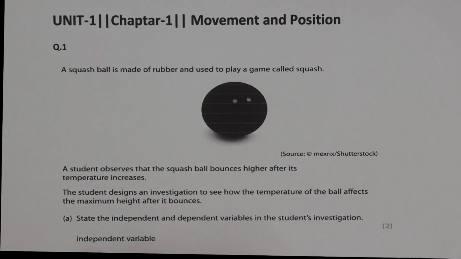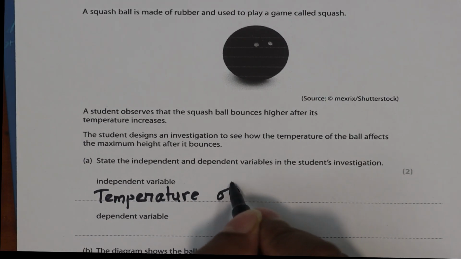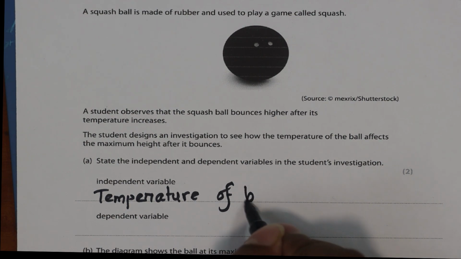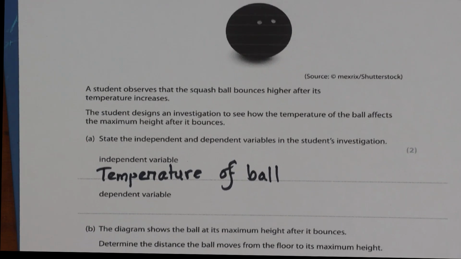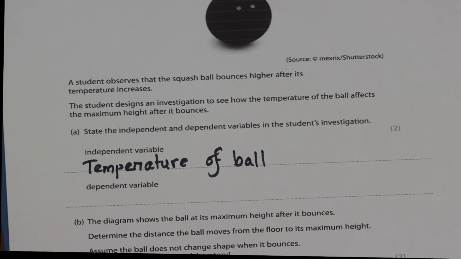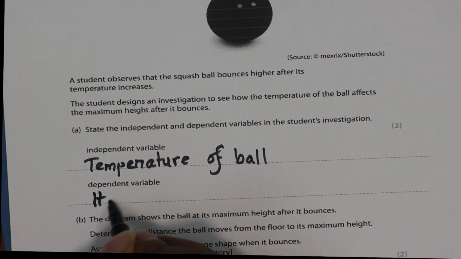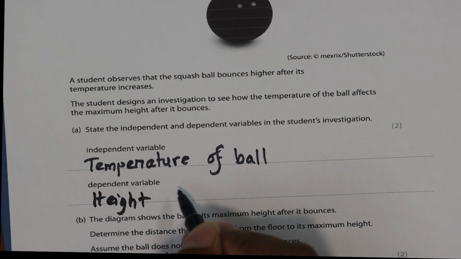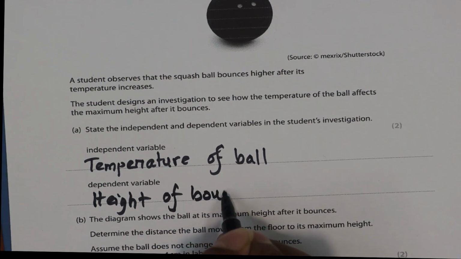So the temperature of the ball is the independent variable, and the dependent variable is the height after bounce, the vertical distance. So height of bounce.